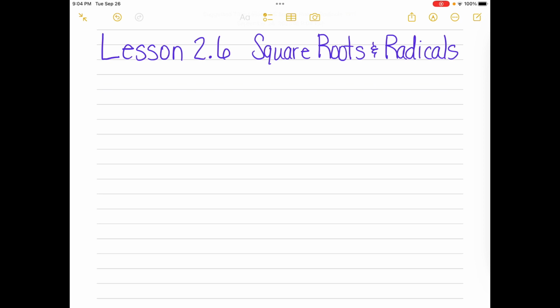So just to review what we had done earlier in the year, we had talked about exponents. So when we had 4 squared, that meant 4 times 4, which equals 16. Okay, so today when we work with square roots, it's going to be the opposite of this. We're going to start with the 16 and we're going to get to the number 4. So when we talk about these numbers, we're talking about squares.